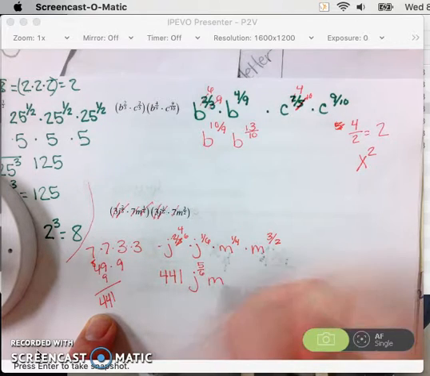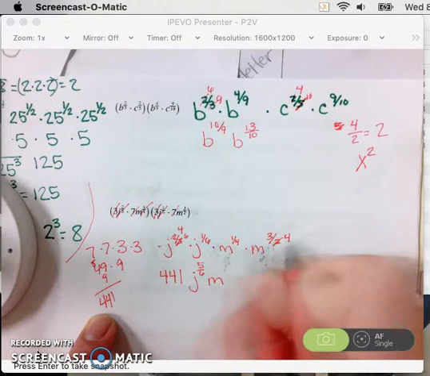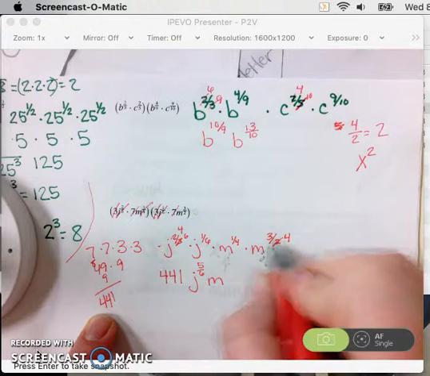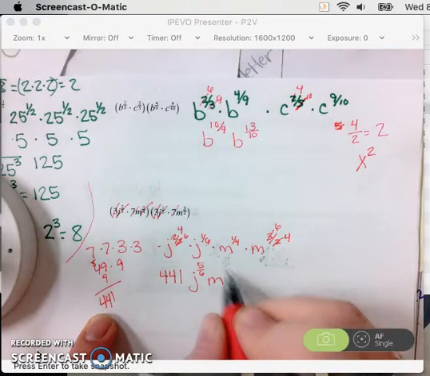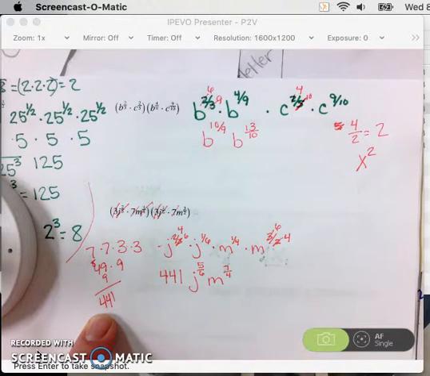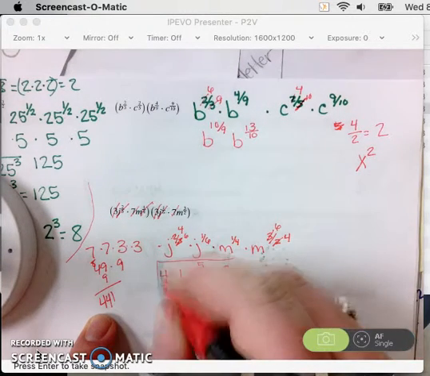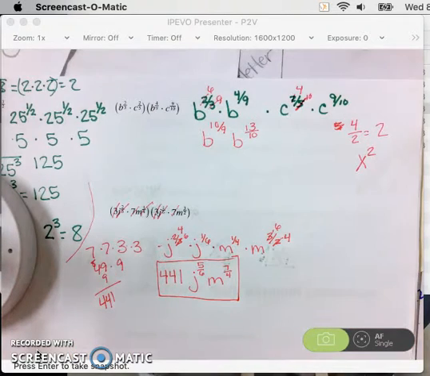And then m, again, not like denominators. Multiply this by 2, make this 2. So 1/4 plus 6/4 is now 7/4. And this would be my final answer, simplified as much as I can get.